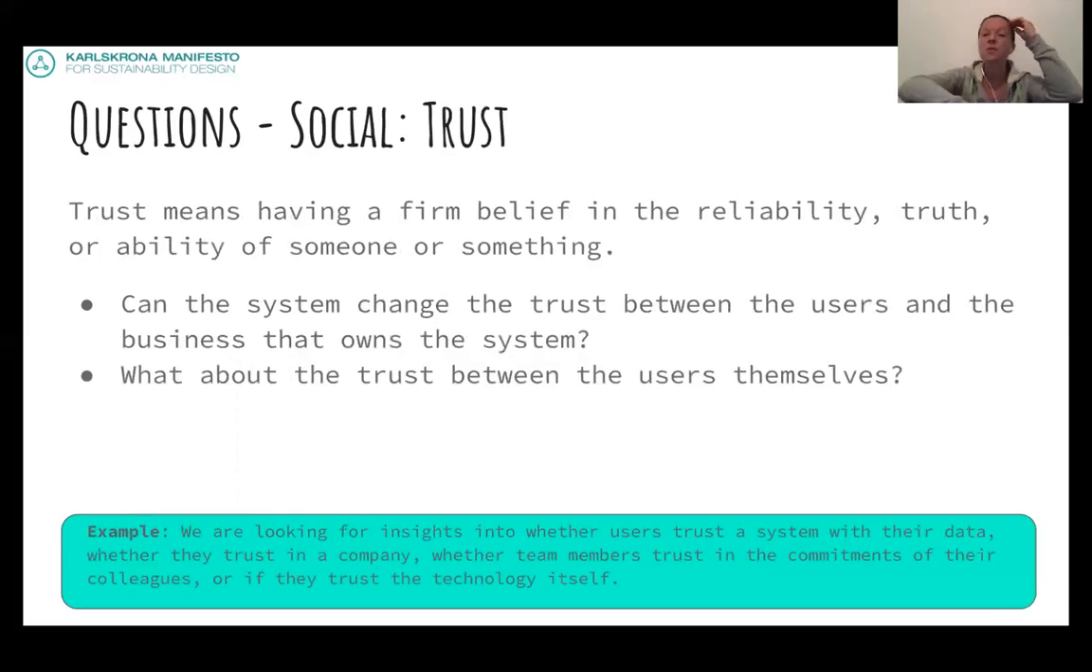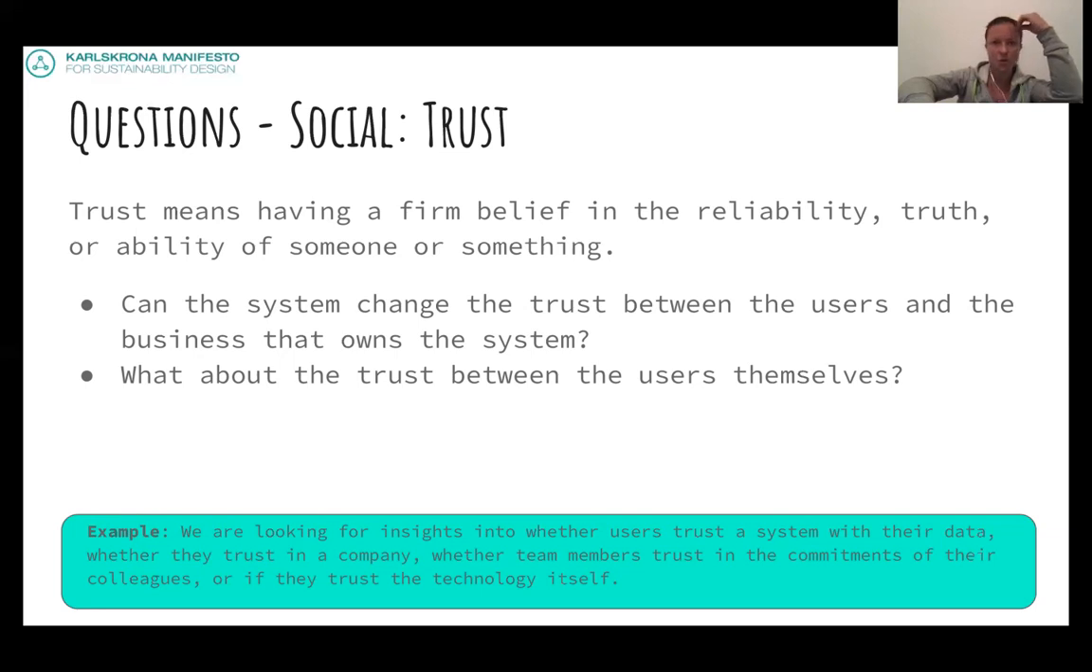Next one then, trust. Trust means having a firm belief in the reliability, truth, or ability of someone or something. Can the system change the trust between the users and the business that owns the system? Or what about the trust between the users themselves? So for each of these question slides, and we got 25 of them, you want to take a minute, hit pause, and then think about what trust means for the system that you're analyzing. So here, for example, we're looking for insights into whether users trust a system with their data, whether they trust in a company, whether team members trust in the commitments of their colleagues, or if they trust the technology itself.